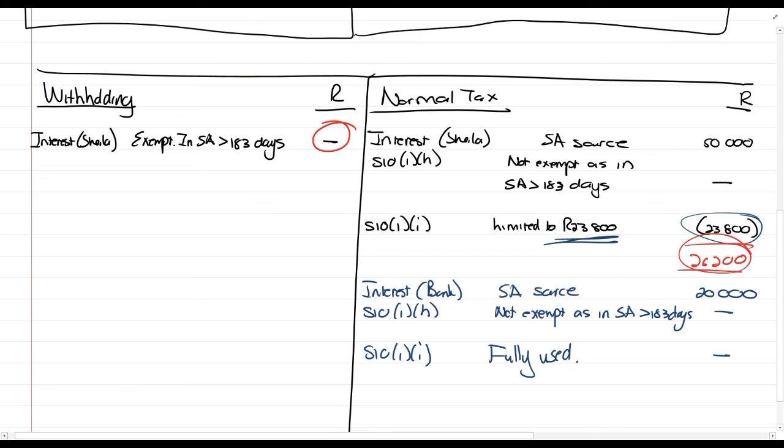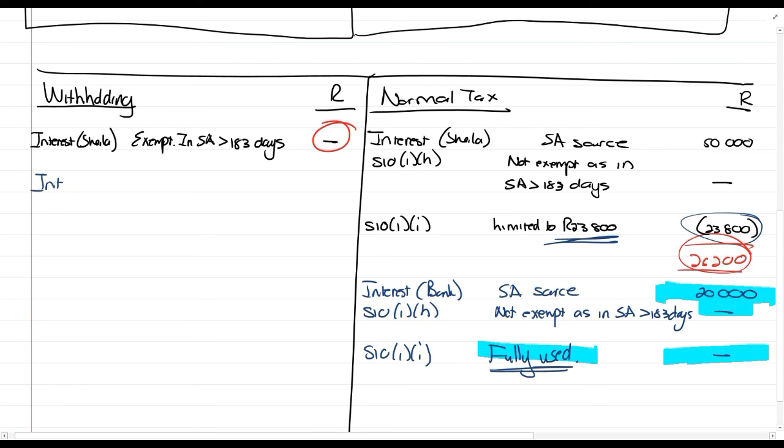Okay, now, guys, just remember, usually if you haven't used this up already, you would now apply that section 10(1)(i) here, and this would be fully exempt because that's less than 23,800. Okay, that's just what I wanted to point out to you. Just remember, you can only use it once.